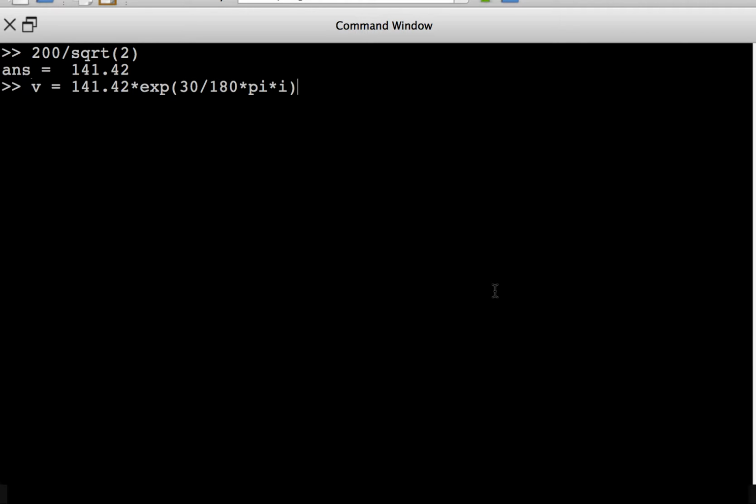So I is an inbuilt variable. The value of I is square root of minus 1. This is the imaginary number. So hopefully this will give us the value. So let's see. Yes, we are getting V is 122.473 plus 70.71.